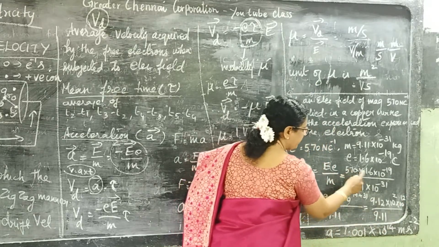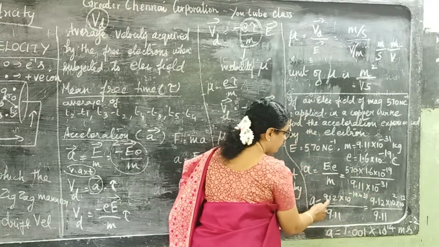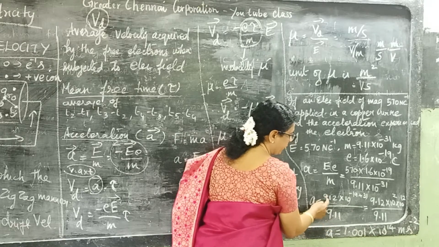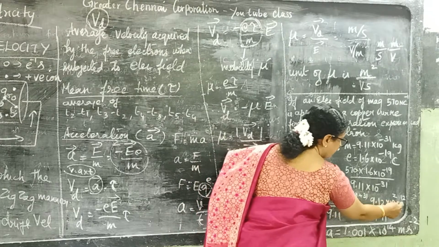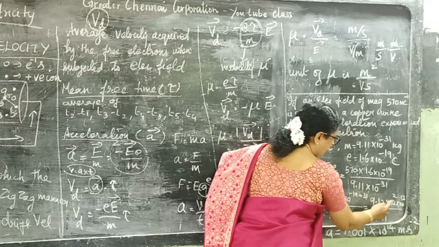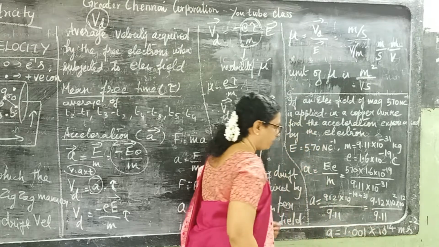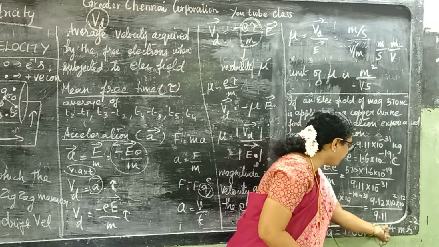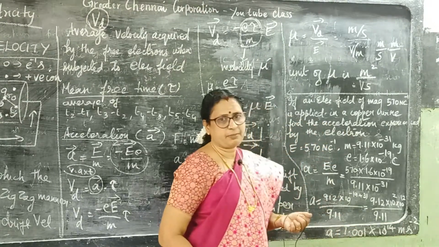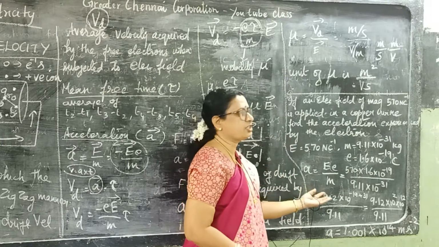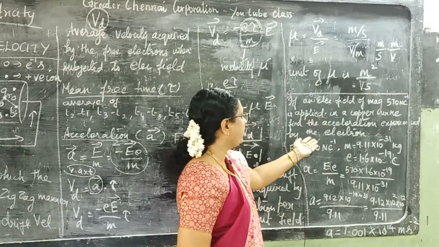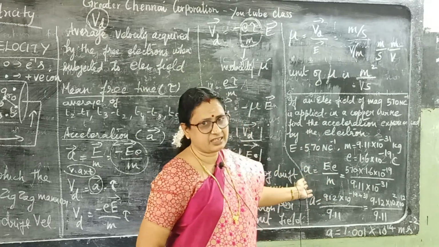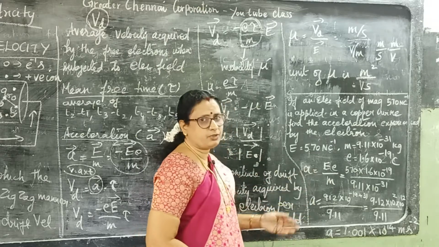Now this 570 into 1.6 is 912. Since in the denominator I have 9.11, I will make this also 9.12, so into 10 power 2, you will get 10 power 14. Now 9.12 by 9.11 is nearly equal to 1, that is 1.001 into 10 power 14. Unit of acceleration is m s power minus 2. So very easy, children. Given only the electric field, since it's an electron, you know the charge of the electron, you know the mass of the electron, you can easily find the acceleration of the electron. Very simple problem, this you may learn.